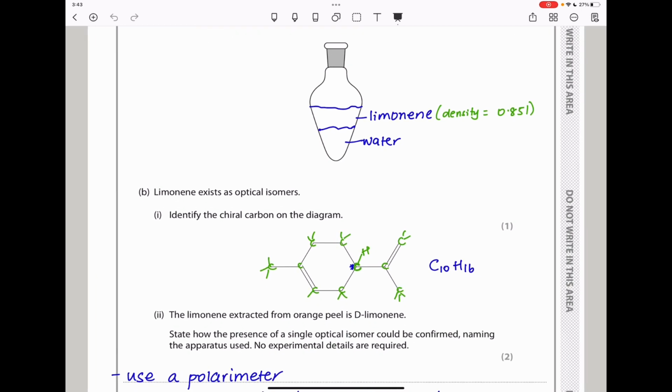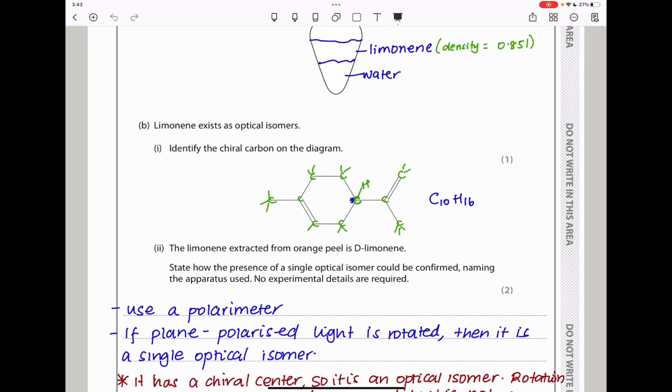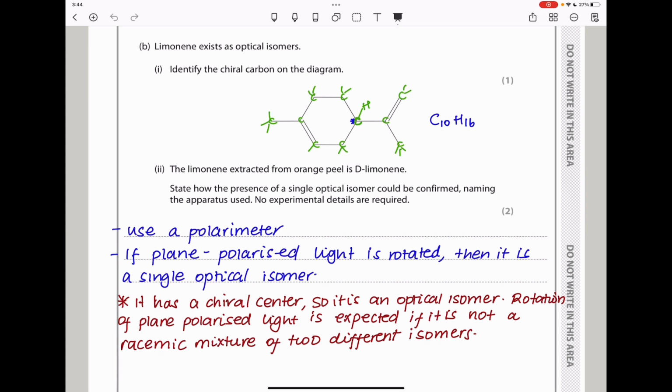The next they say limonene exists as optical isomers. Identify the chiral carbon on the diagram. So when we see here, I drew out all the carbons. You can see that all the other carbons have at least 2 similar groups attached to them, or at least there is a carbon-carbon double bond around them, so that means they cannot be chiral centers. This is out, that is out, because there is a carbon-carbon double bond. That is out, that is out, that is out, out, out, and out, except this one. So this one is the only chiral center present.